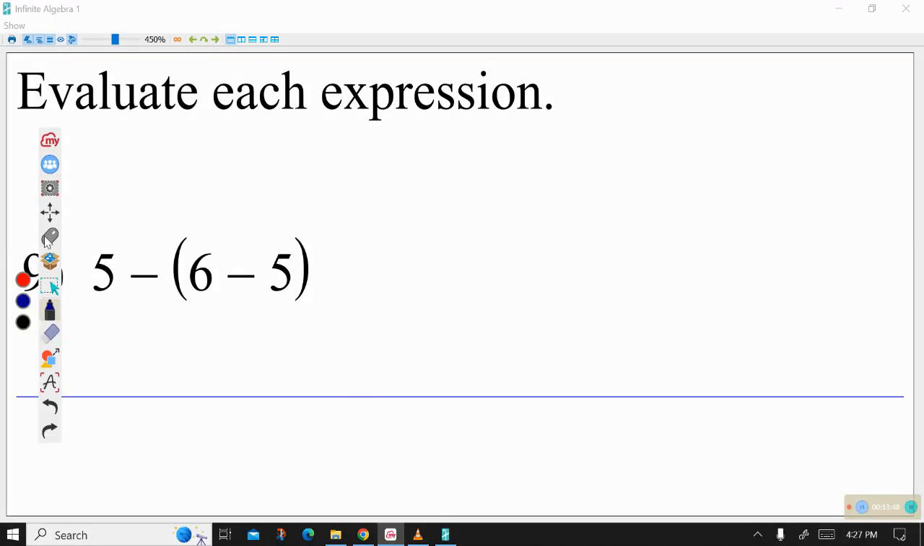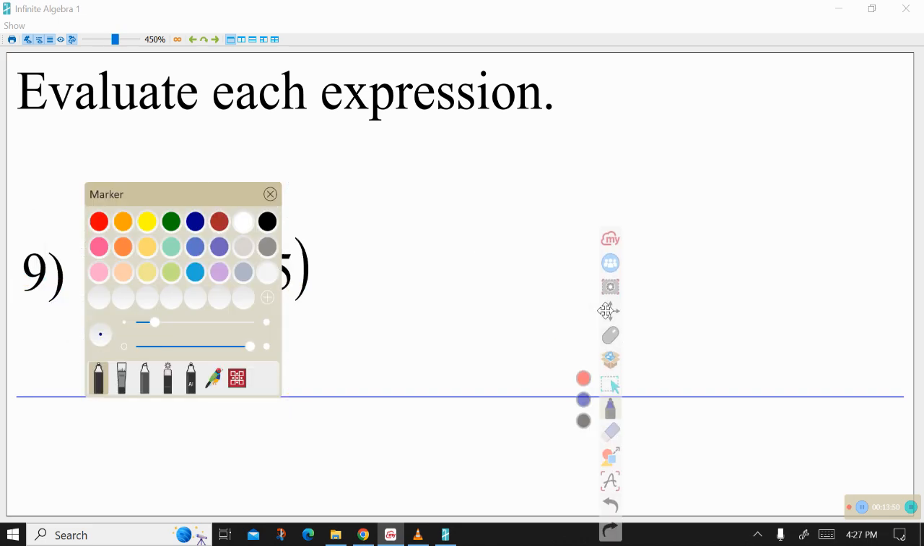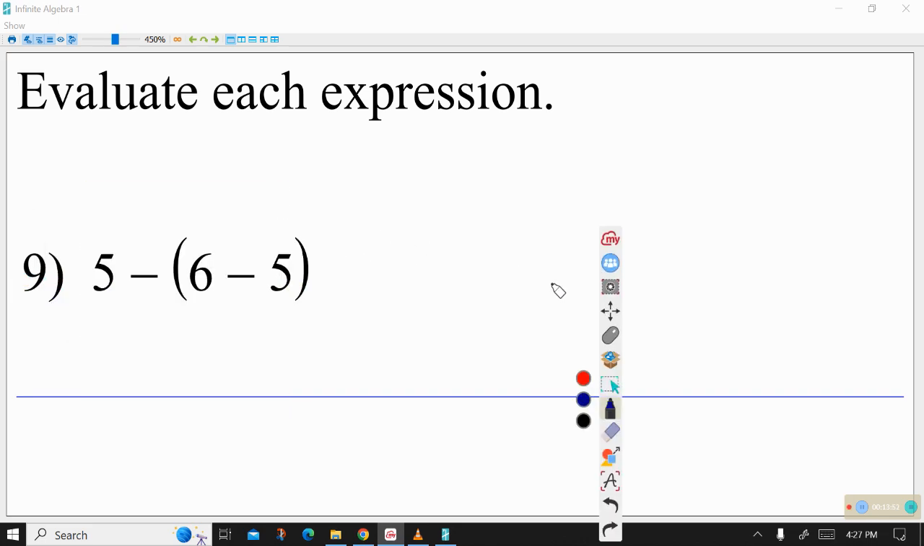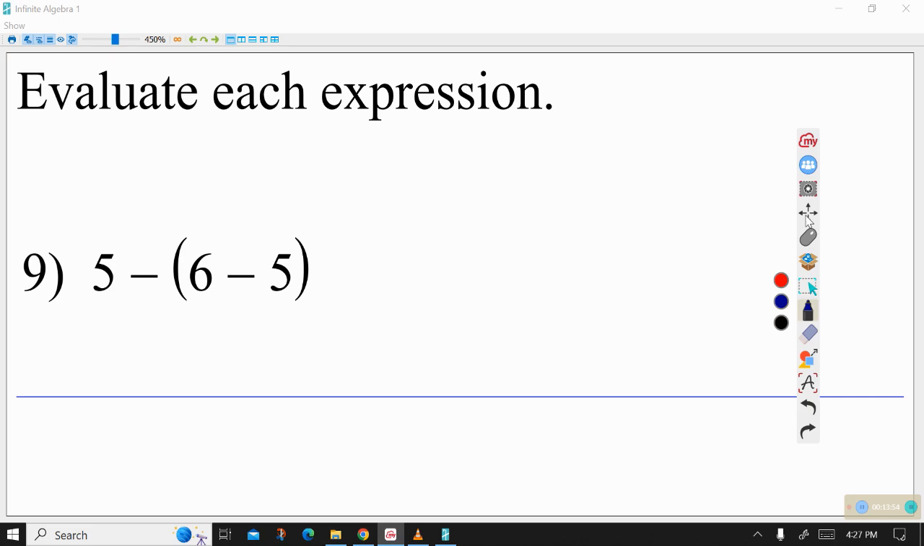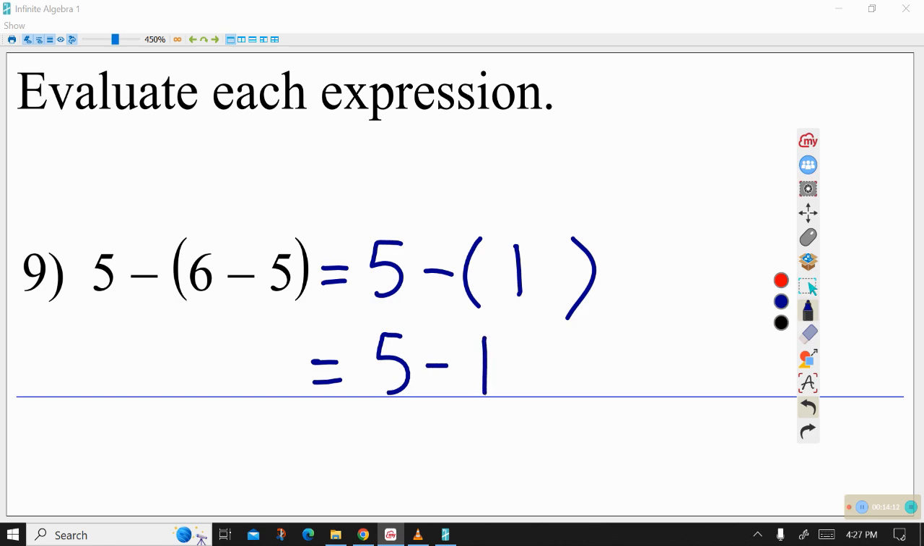Okay, in this case, you should have 5 minus parentheses. So that part we can copy. Notice this is us simplifying things. I'm trying to take the rest and break it down to make it smaller. So 6 minus 5 is 1. So again, we do the thing in the parentheses first. Then we can get rid of the parentheses and just subtract. So 5 minus 1 is 4.